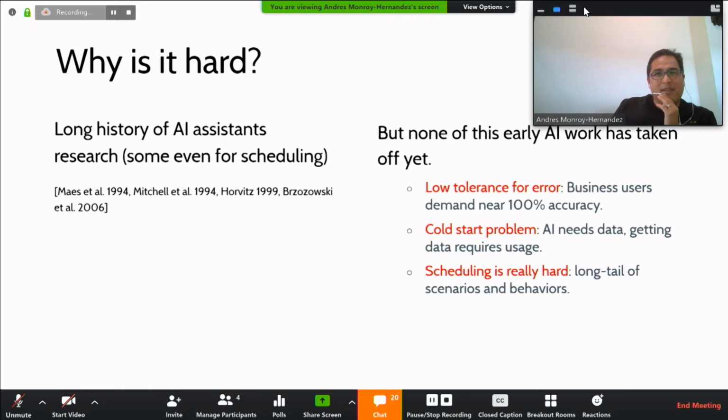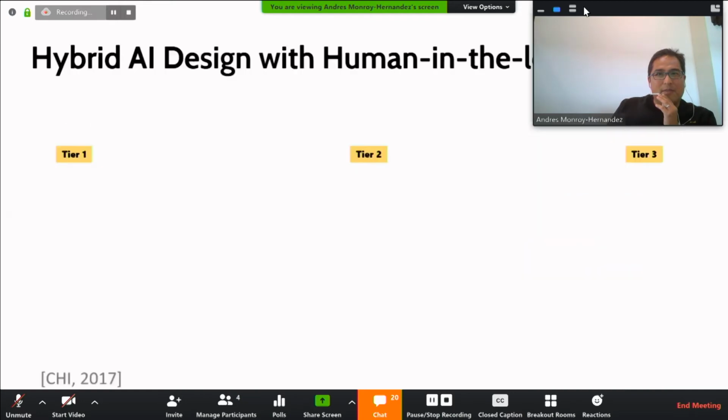And the other one is that scheduling is really hard. There's a long tail of scenarios and behaviors for each particular role. Being a real estate agent is different from being a recruiter or being a designer. All of these scenarios are kind of unique to each role. So it's a long tail of possibilities.